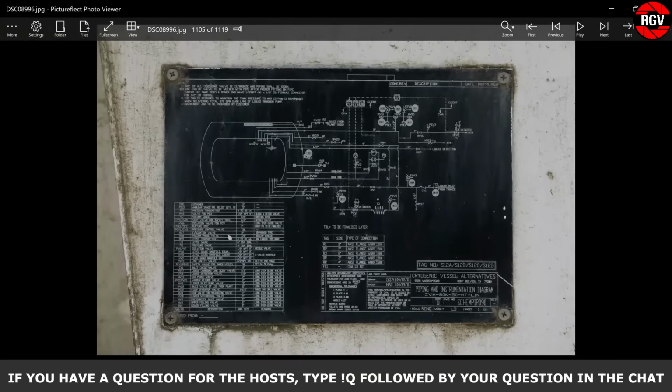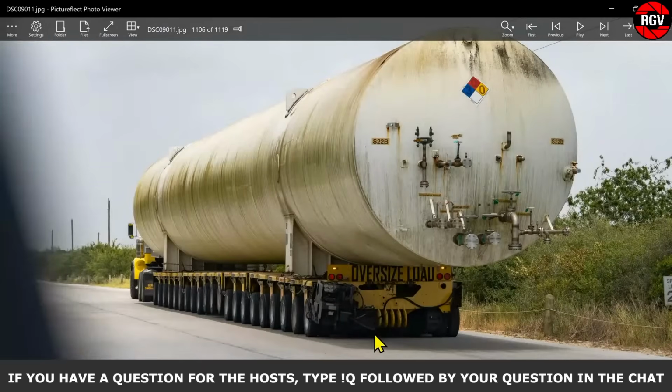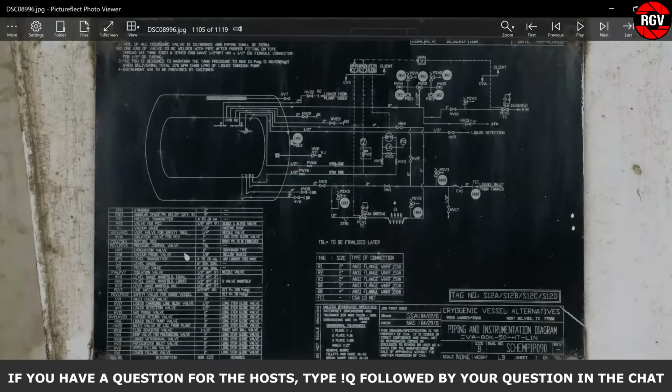Oh, that's actually a schematic for the actual plumbing. It looks exactly like an electrical diagram, just different symbols.